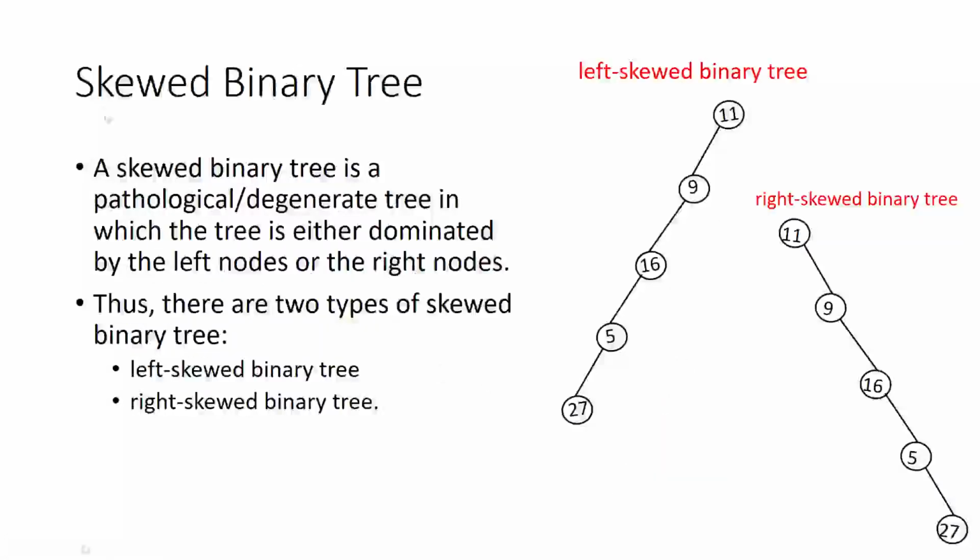The next one is the skewed binary tree. Two types will be there, that is left skewed and right skewed. If every node except the leaf node has only the left child, then we call it a left skewed binary tree. Similarly, if every node in the tree except the leaf node has only the right child, then we call it a right skewed binary tree.